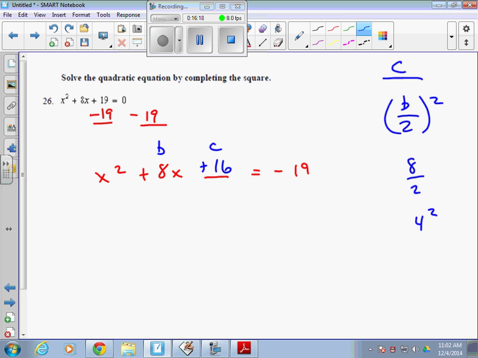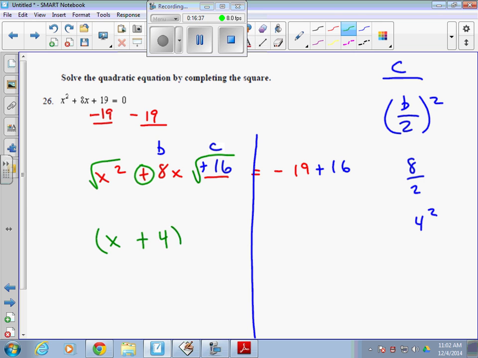Since that one is adding 16, you have to do it to the other side of the equation or you'll unbalance it. If you take the square root of the first term, it's x. If you take the square root of the new c value, it's 4. This is the sign that goes between them. We're squaring that entire binomial, x plus 4. It's equal to negative 19 plus 16, which is negative 3.